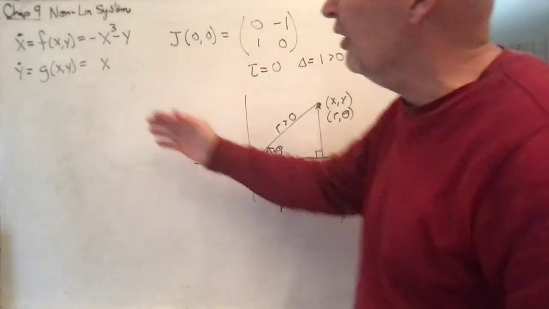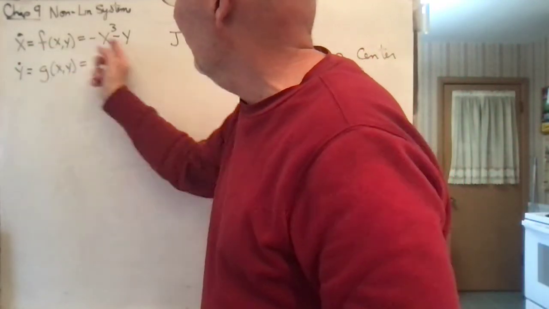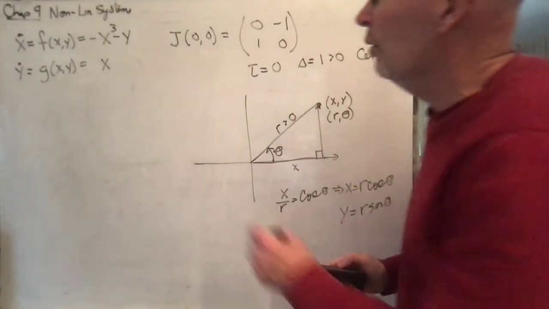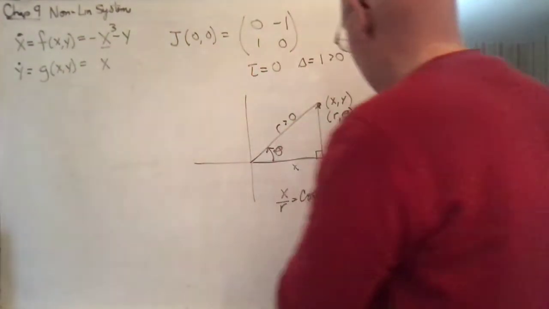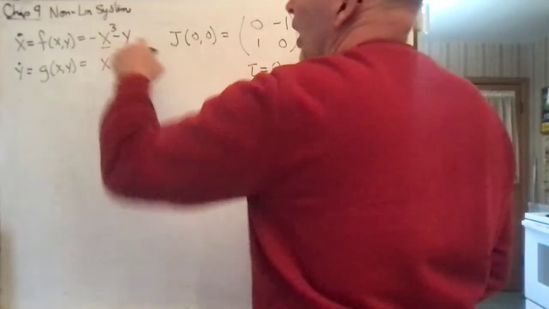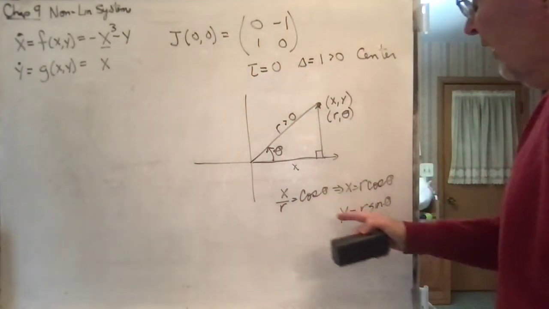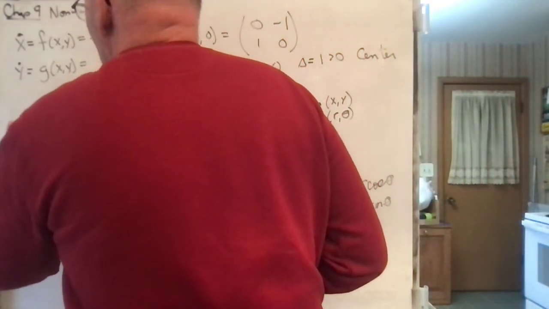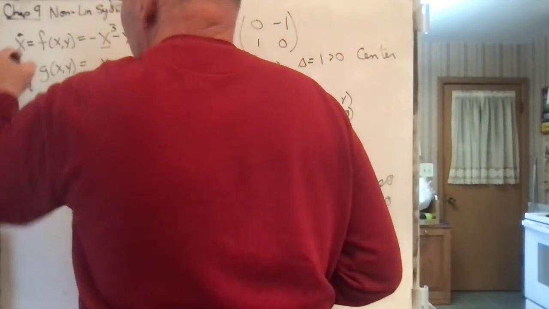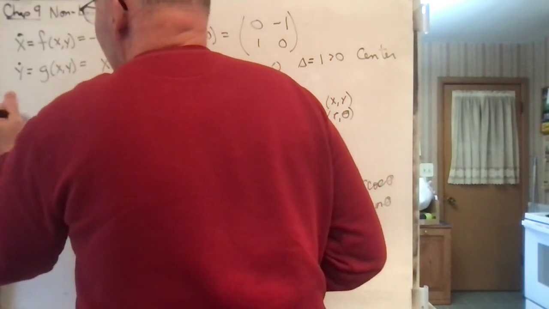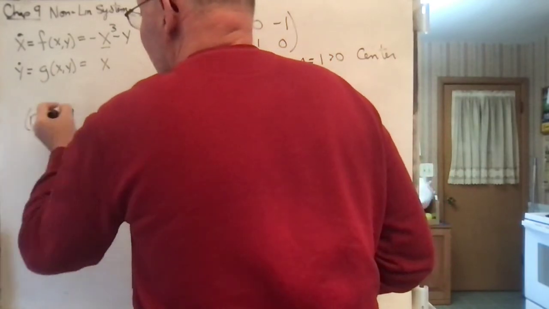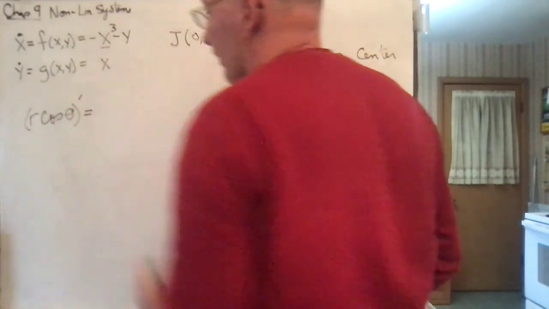Okay, so those are the relationships between x, y, and r, theta. So the first thing you're going to do is write this expression in terms of polar coordinates. Putting in this and this for x and y is no problem. How do you take the derivative of this? You've got r cosine theta, that's what your x is, and we want to take its derivative. So how do you take its derivative?